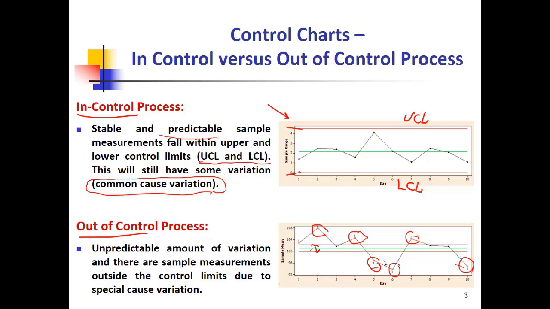So an out of control process is an unpredictable process. We don't know what will happen after. Here I can always say that my data points will be between these two limits. But here I cannot say what will happen after this point. If it goes down, goes up, it's unpredictable. And there are some sample measurements that will fall out of the upper and lower limit, and this is mainly due to a special cause variation or assignable variation.